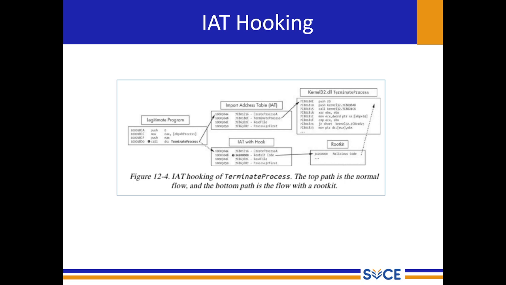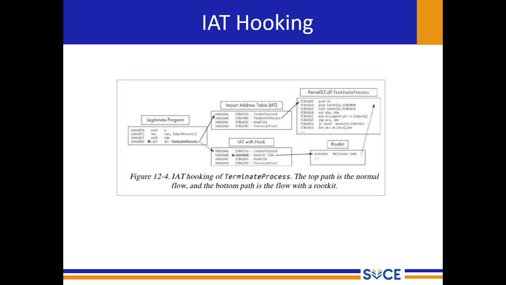A legitimate program calls the terminate process function, which is mentioned as call one on the left-hand side under legitimate program. Normally, the code will use the IAT to access the target function in kernel32.dll. But if an IAT hook is installed, as indicated at call number 2, the malicious rootkit code will be called instead. That is available in the center side, IAT with the hook.